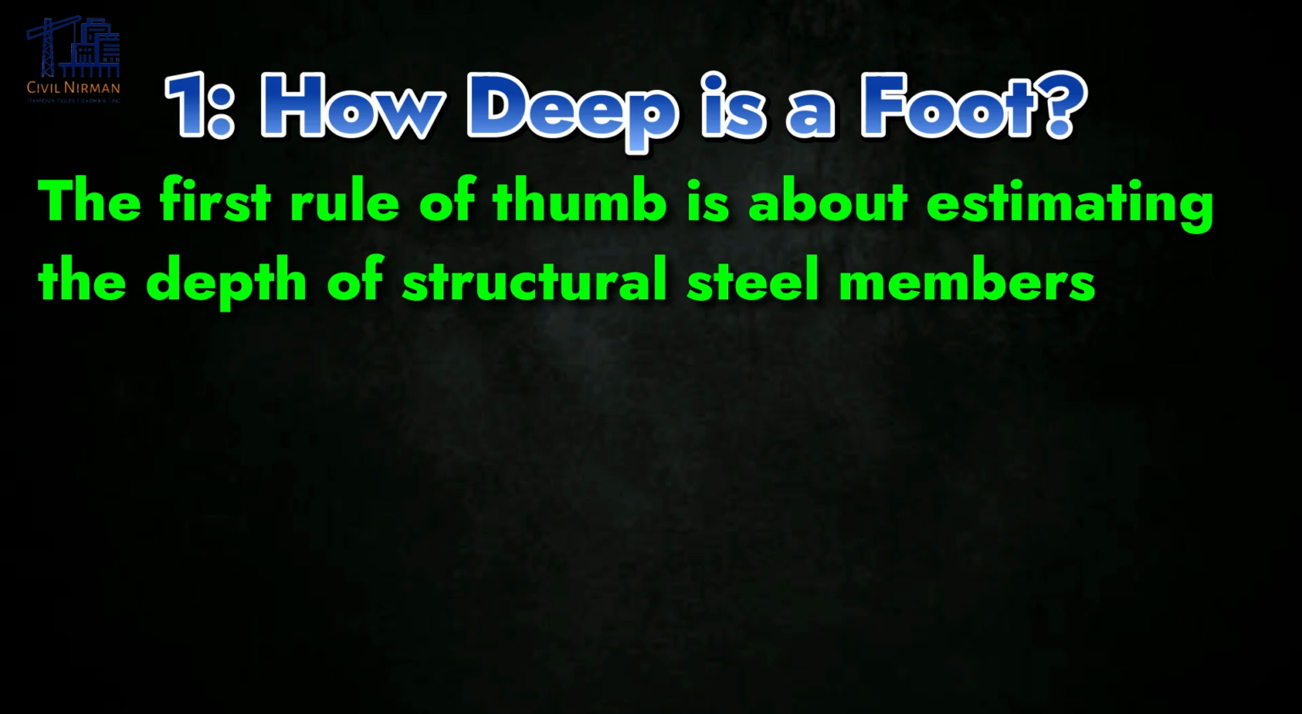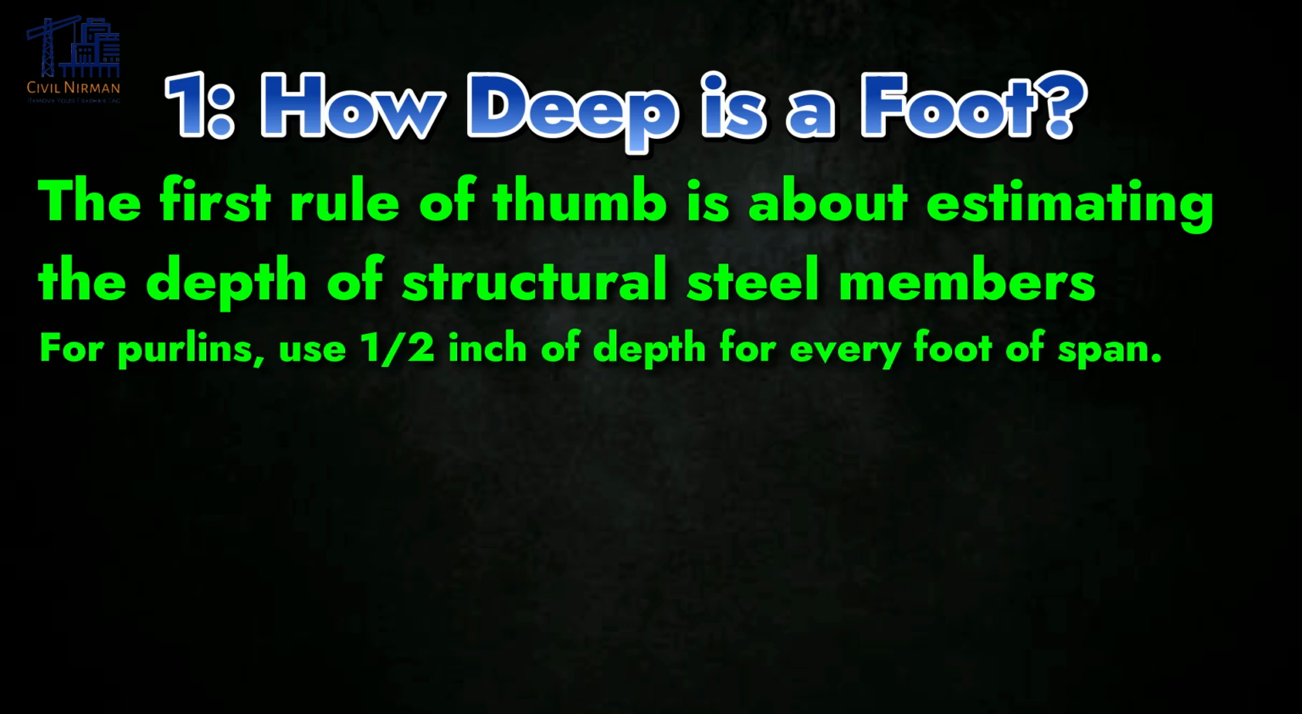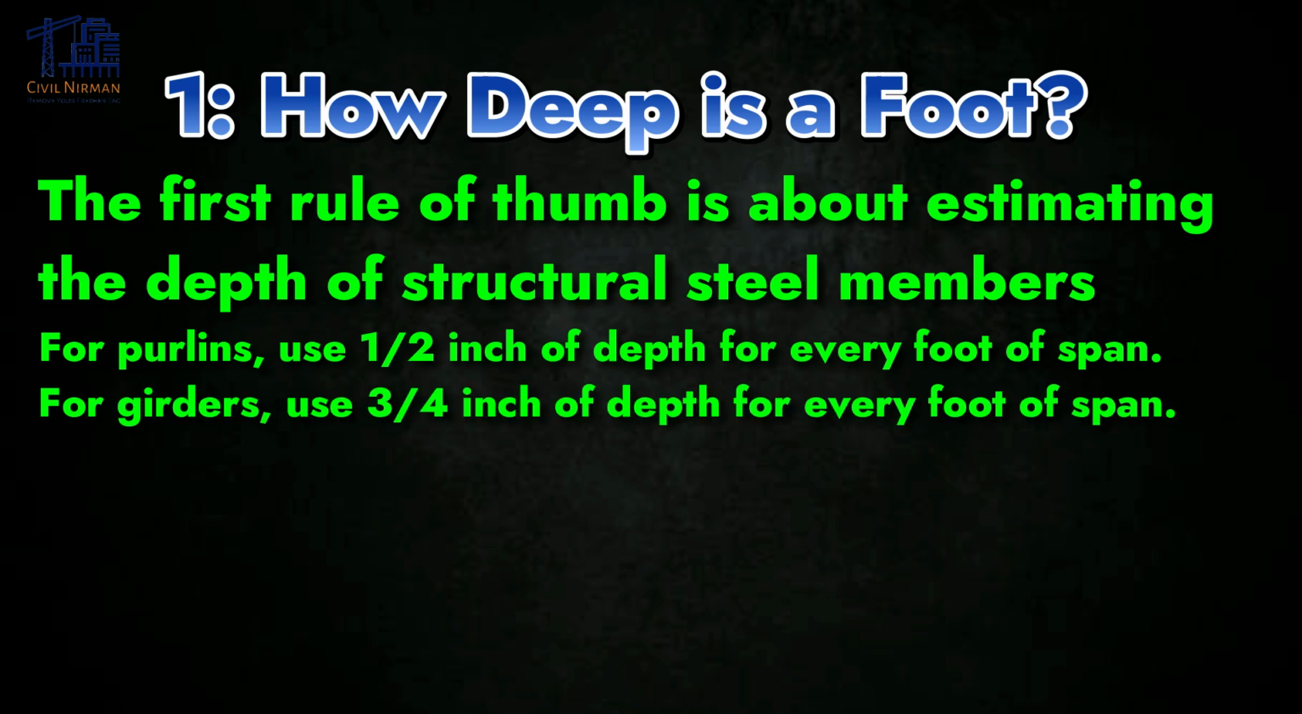See, the first rule of thumb is about estimating the depth of structural steel members. So here is a quick way to do it. Let's say for purlins, you can use 1/2 inch of depth for every foot of span. And for girders, you can use 3/4 inch of depth for every foot of span.